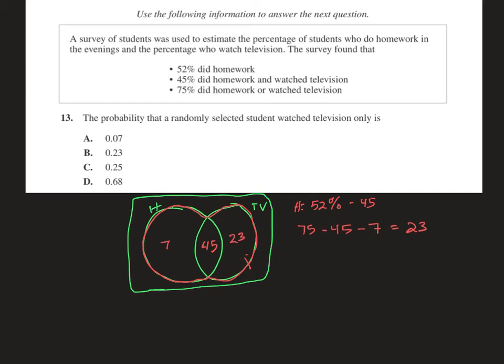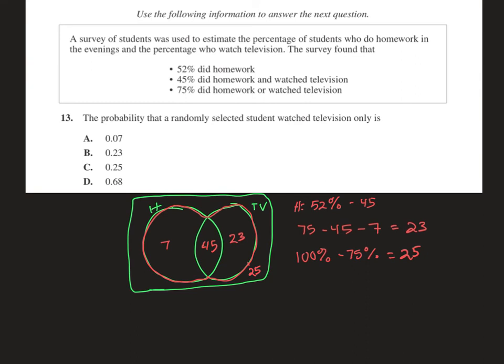And let's see what the question was asking. We do have a number outside of those circles, because if 75% did homework or watch TV, that means 100% were surveyed. If we subtract 75, we get the number outside of the circles. So we should have 25% outside of the circles.